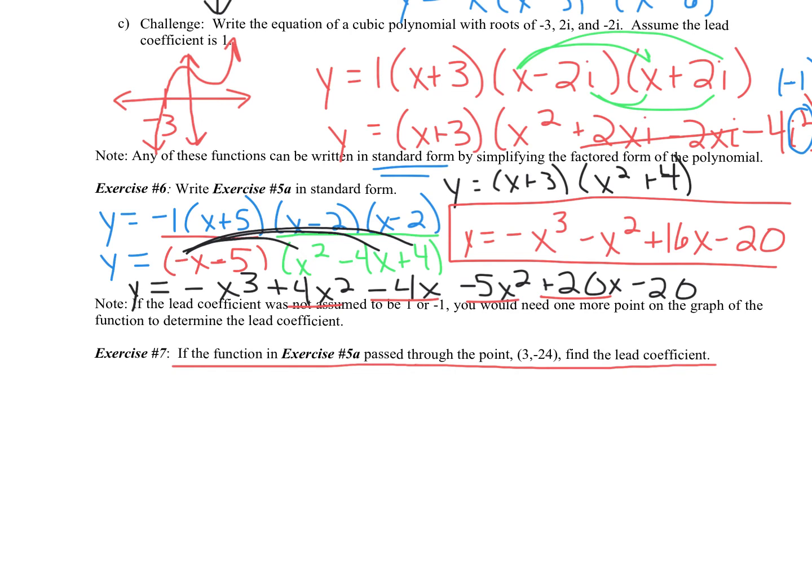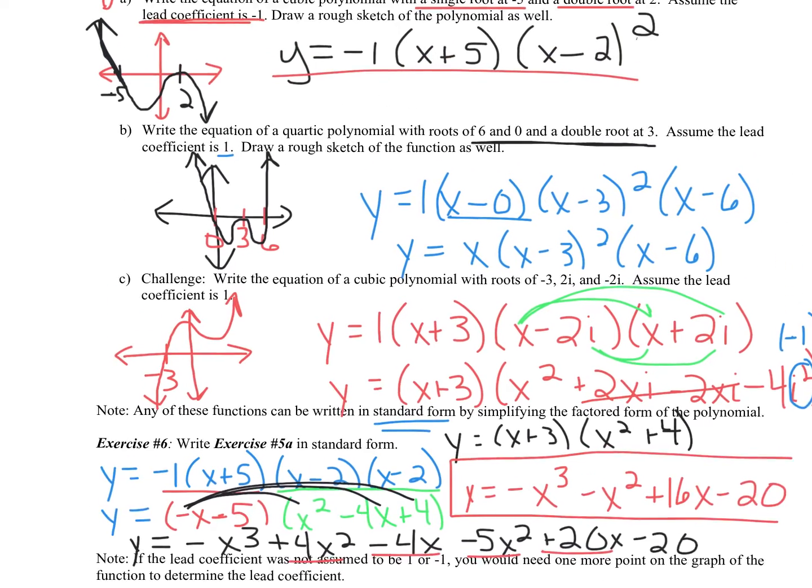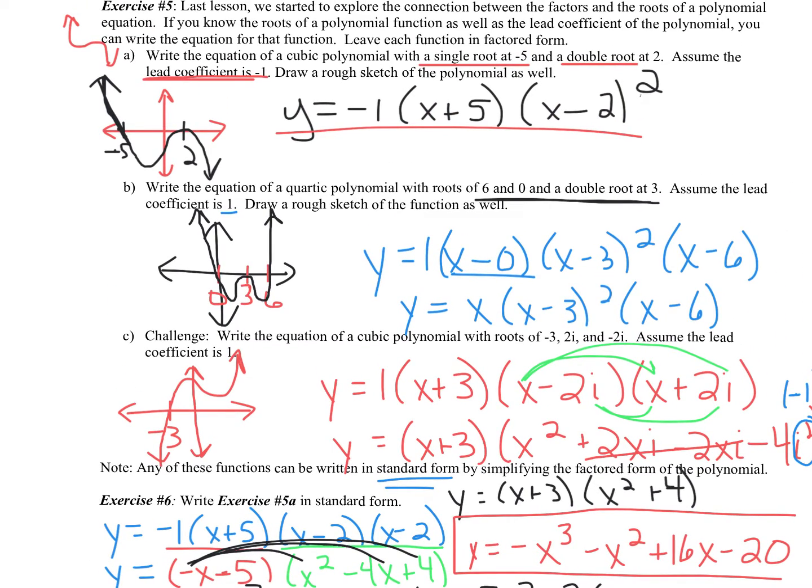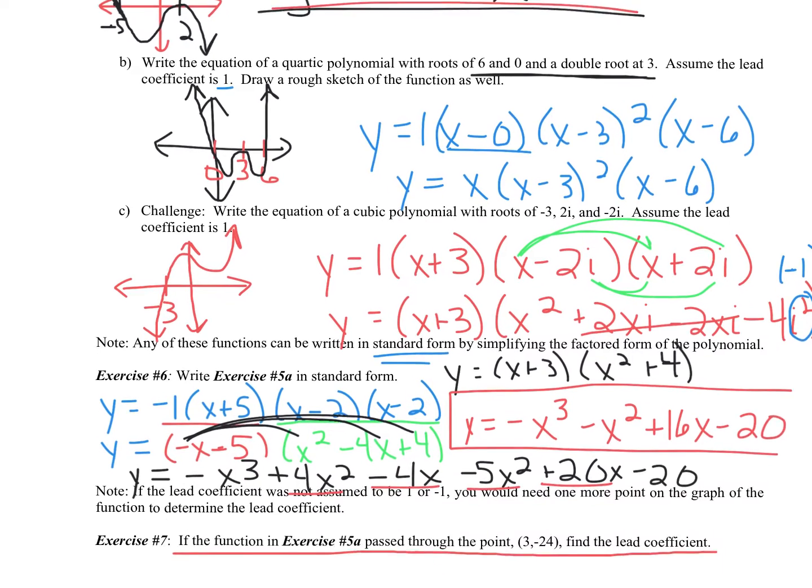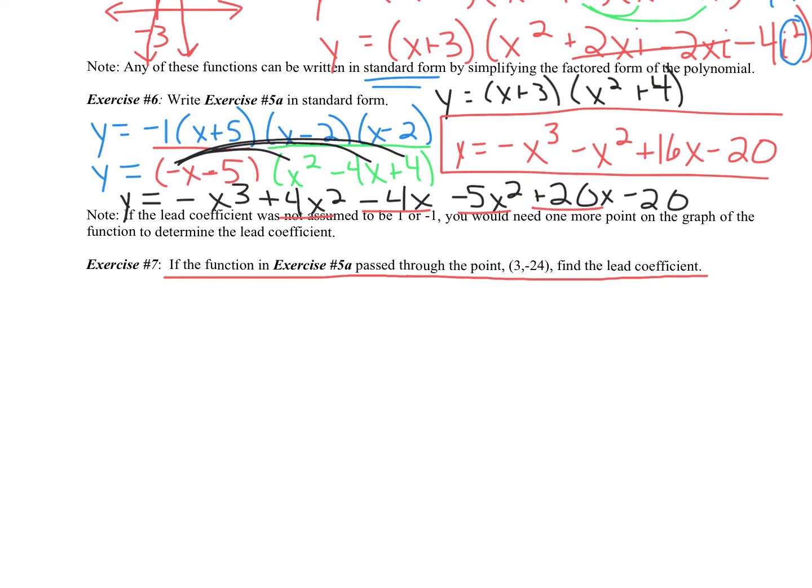So I'm going to start from the 5a answer, not the one I just simplified in exercise 6. So I'm starting from this equation. Let me just get something to underline it, and I'm going to write that at the bottom. So I have y equals negative 1 times x plus 5 times x minus 2 squared. Except now, I don't know the lead coefficient is negative 1. I'm going to put an a here because we're trying to find out what that lead coefficient is, and we're going to use this point for that information.